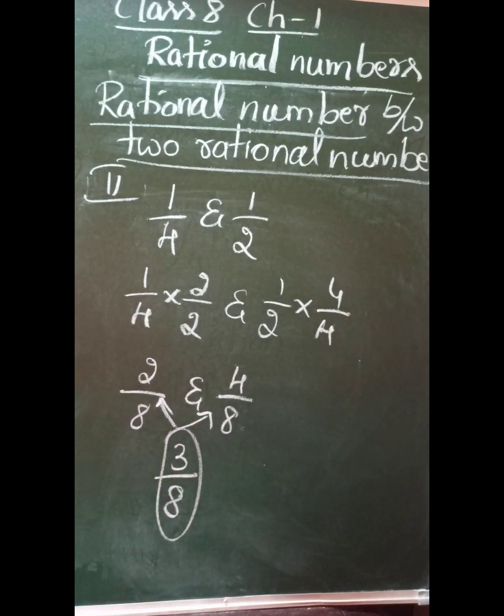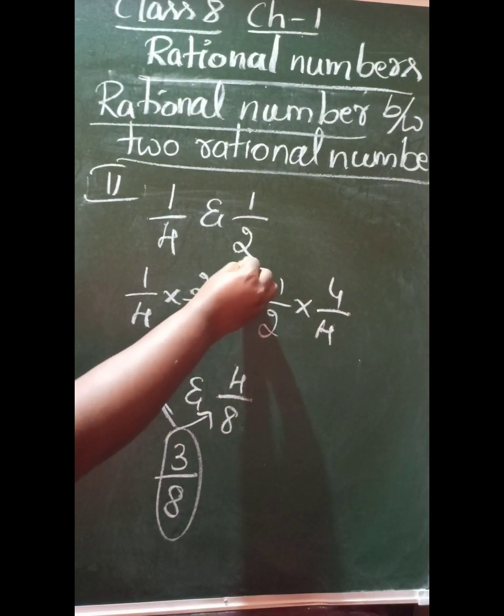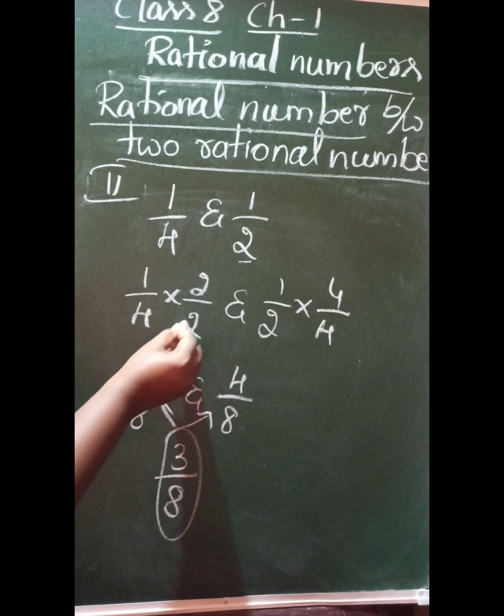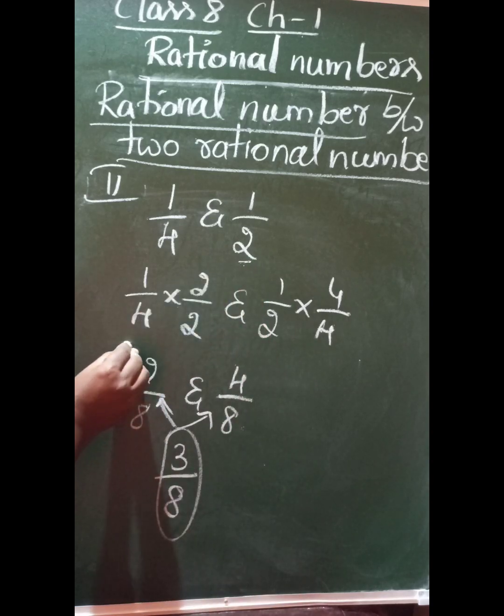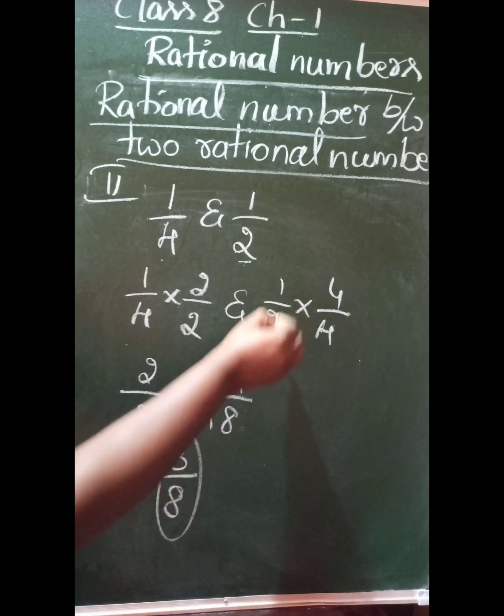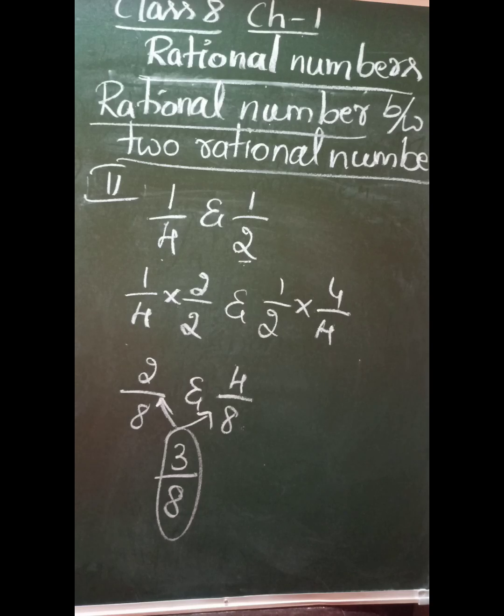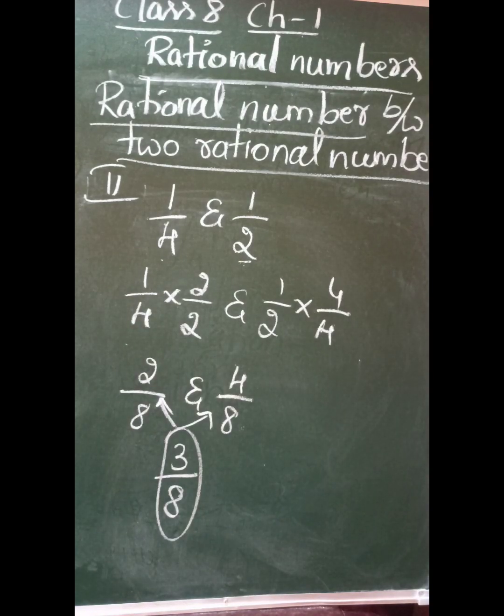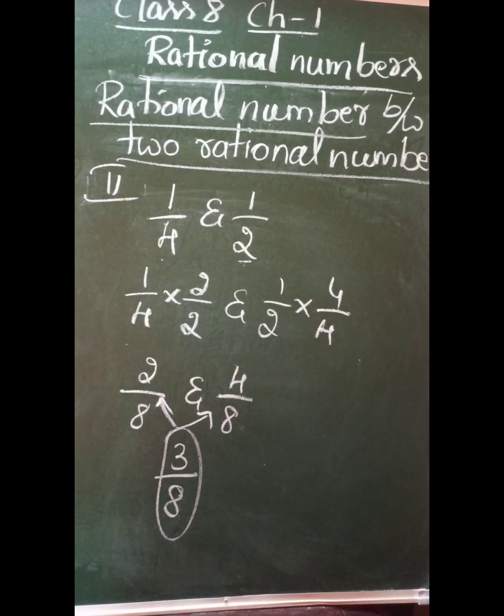This is another method of solving for the rational number. Just multiply the denominator of the other one: consider 2 multiplying 1 by 4, and consider 4 multiplying 1 by 2, both in numerator and denominator. After solving you will get the answer. This is the second method of solving. I hope you understood well.